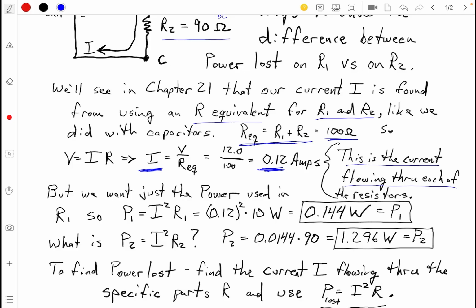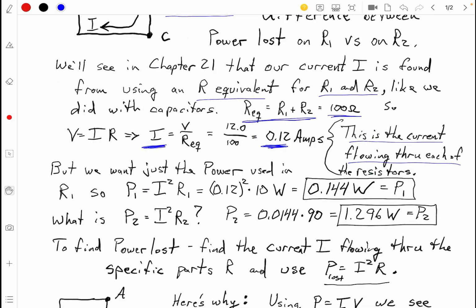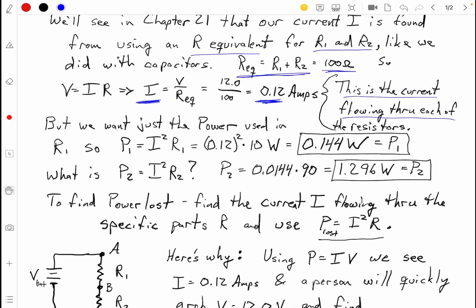Now this is the current, for sure, flowing through each of the resistors, because they're in what we call series. So the current that's going through R1 has to be the same current going through R2. Well, we'll talk more about that later.